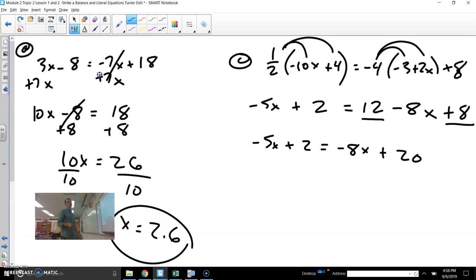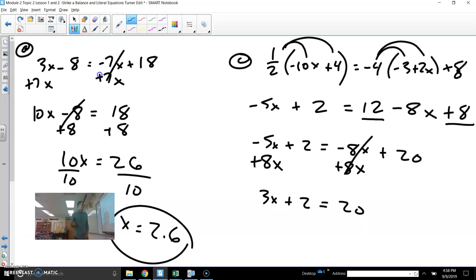Well, now I'm going to start doing kind of like what I did on A, combining like terms on the opposite sides of the equal sign. I'm going to start by changing the -8x to plus 8x, and that is the addition property of equality. I can add to both sides evenly, so that gives me 3x plus 2 equals 20.